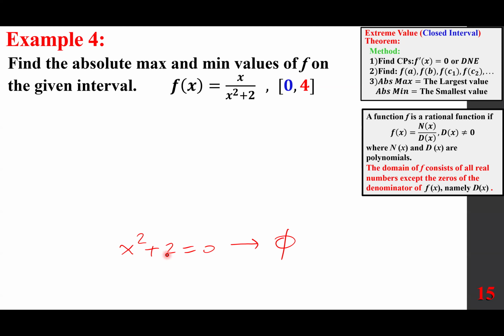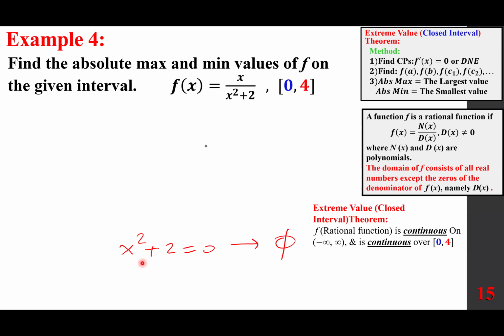Normally it does. I want you to know that normally we have something else. You set it equal to 0 and you exclude that. So you say all real numbers except those numbers. In this case, the domain happened to be all real numbers. Doesn't happen for all rational functions. And so f is a rational function and it's continuous from negative to positive infinity. Therefore, it's continuous in the given interval of 0 to 4.